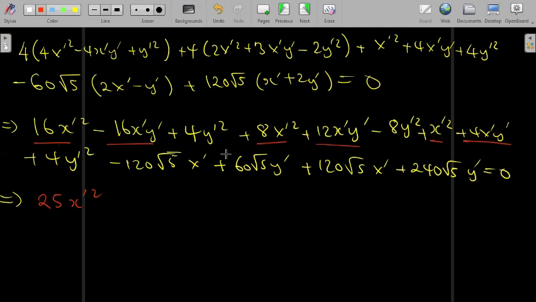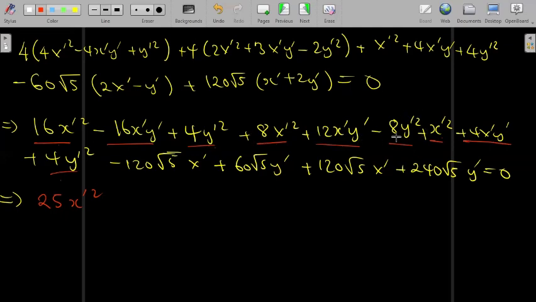And next, what do we have? We have this part, the y squared. This one here has a y squared, and this one here has a y squared. So this y squared plus that y squared gives you 8y squared.